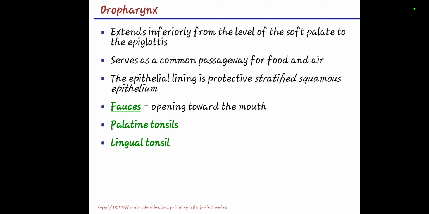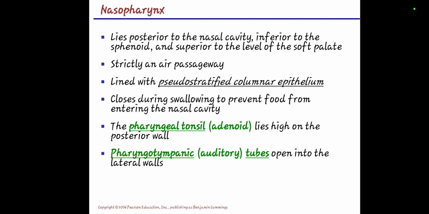So the oropharynx is located inferiorly, from the level of the soft palate to the epiglottis. So what do you mean by epiglottis? The epiglottis is another term in the oropharynx. It is also a part of the cartilages. It is a flap that covers the trachea during swallowing so that the food does not enter the lungs. In the nasopharynx, we have the pseudostratified columnar epithelium to prevent food from entering the nasal cavity.